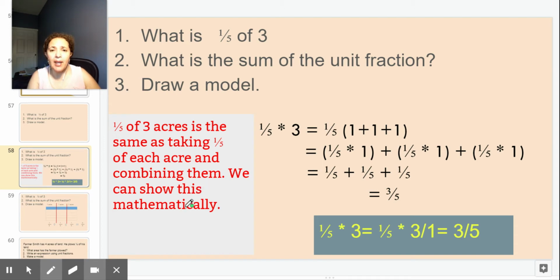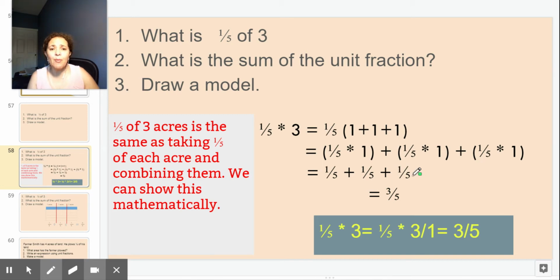We can show this mathematically because remember, of means multiplication, right? So this is the same thing as 1/5 times 3, which is the same thing as 1/5 times 1 plus 1 plus 1. I can break this 3 apart into 1 plus 1 plus 1. Then the distributive property tells me I can do 1/5 times 1 plus 1/5 times 1 plus 1/5 times 1, right? Each time I multiply 1/5 times 1, I'm going to get 1/5.